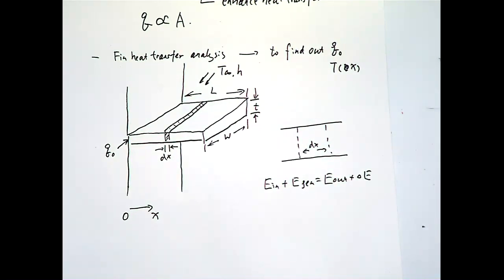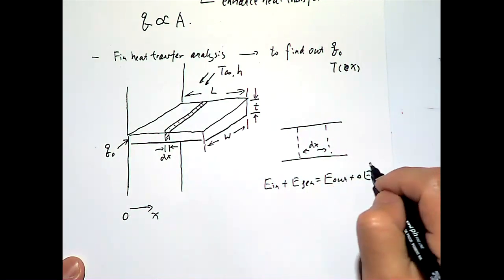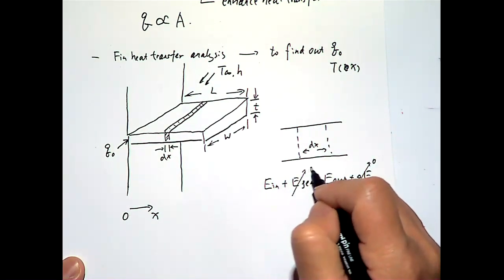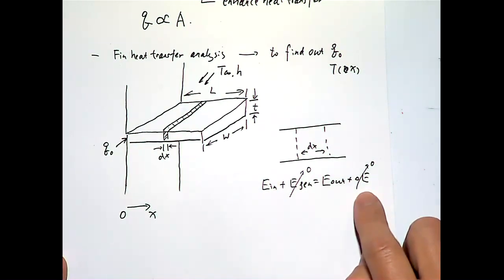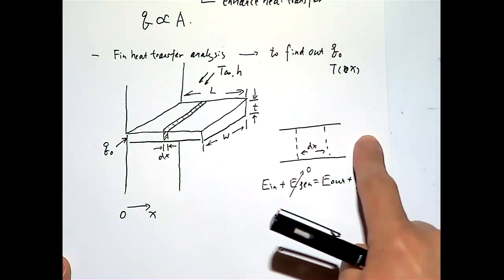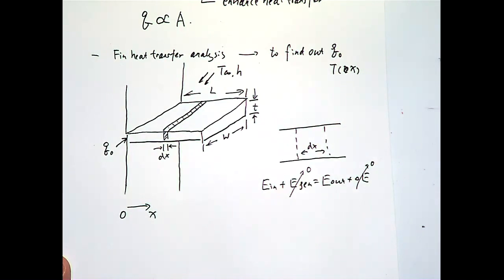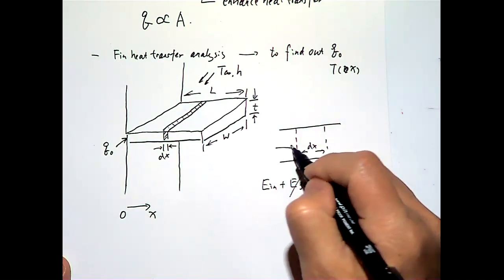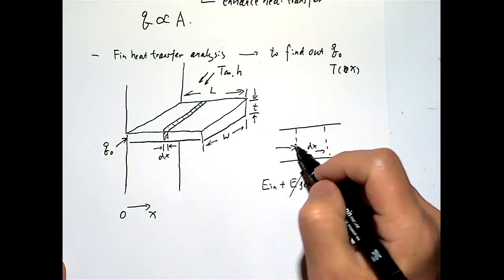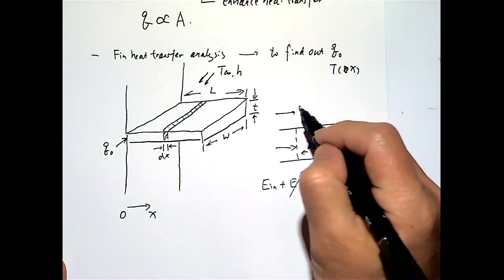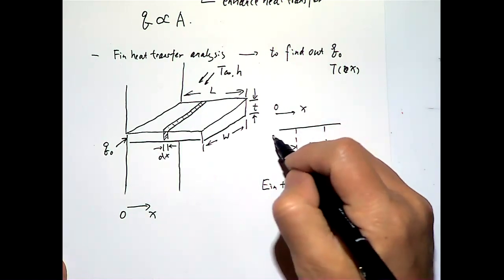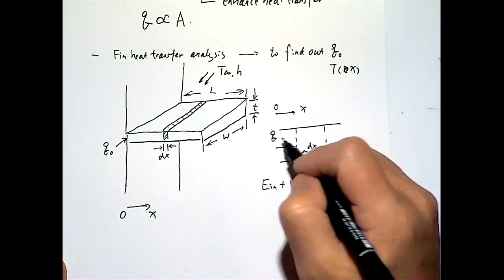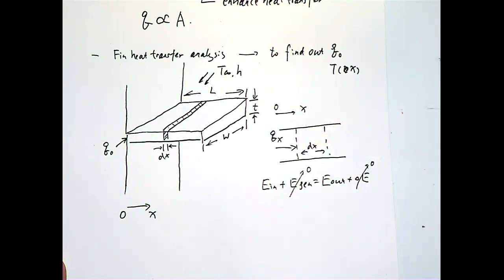So let's assume we have a steady problem, and we have no generation. The thing is conducting heat; the thing itself is not generating heat, right? So here, the incoming energy flow would include the heat that is conducted from the base direction, if I consider this is x. So for the differential location, that's Qx, coming by conduction.